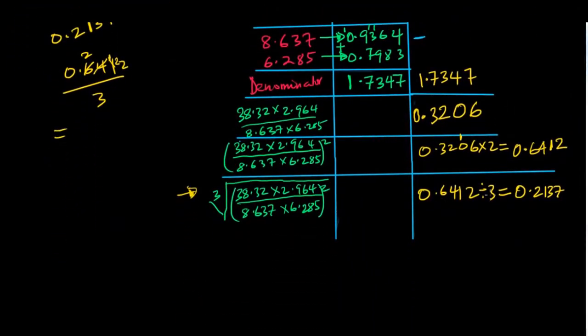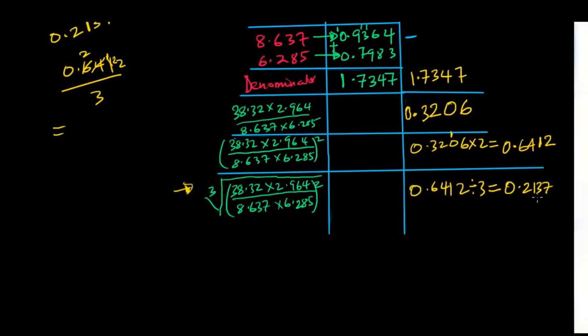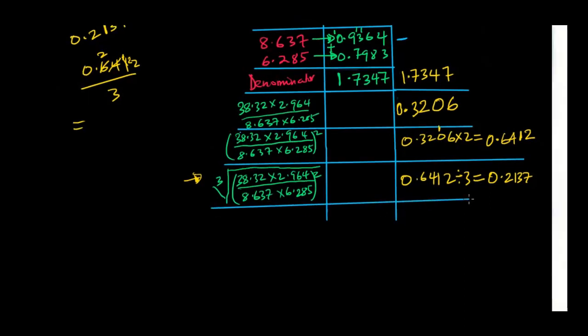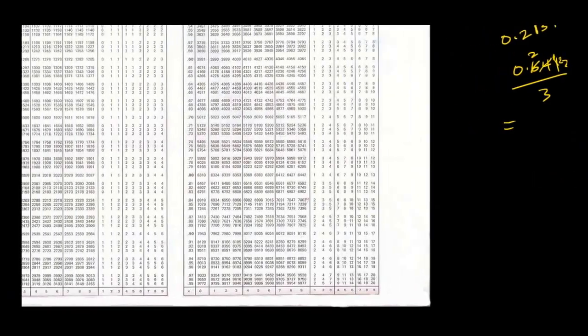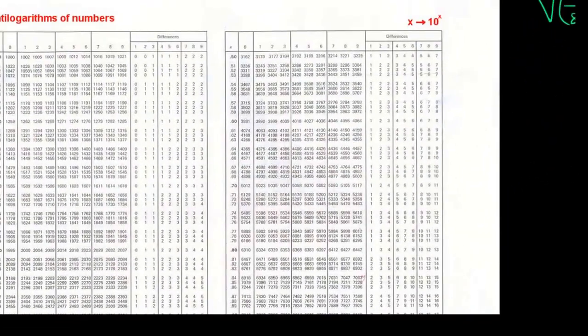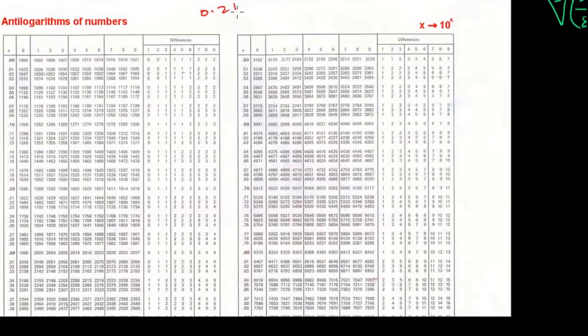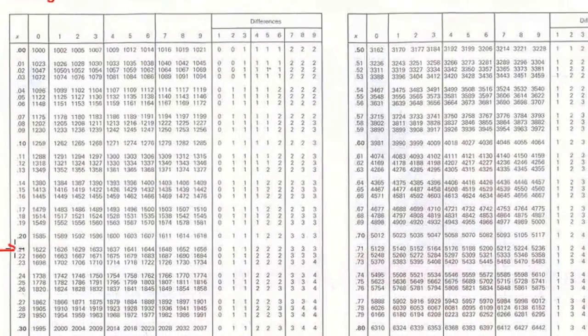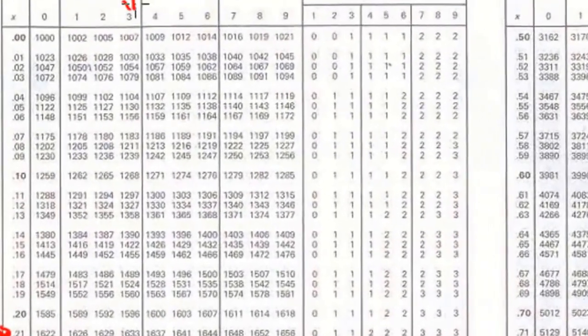What we need to find now is the anti-logarithm of 0.2137. To make our work neat, I'll just draw a straight line like this. We'll bring this answer down, 0.2137. Okay, we need to find the anti-logarithm or the anti-log of this logarithm, 0.2137. Come to the anti-log table, 0.2137. Okay, that's 21 under 3, difference of 7.